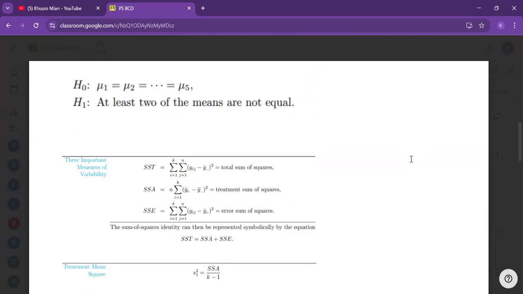H naught is the null assumption and H1 is the alternate assumption. H naught: mu1 is equal to mu2 is equal to mu5. Alternate hypothesis: at least two of the means are not equal.